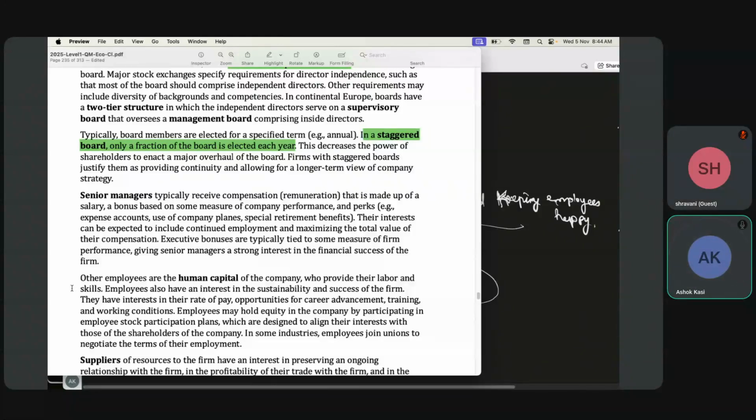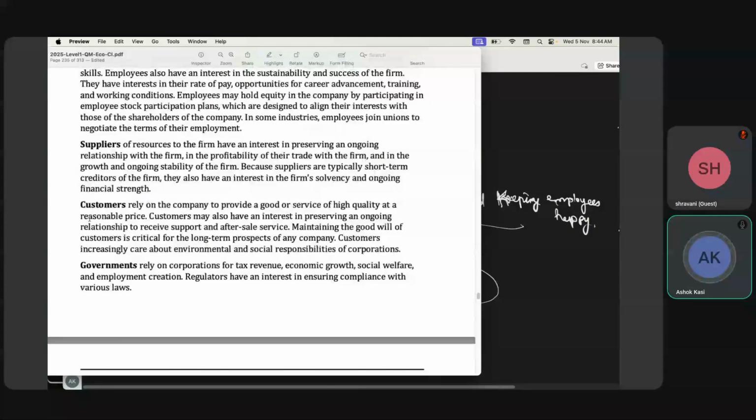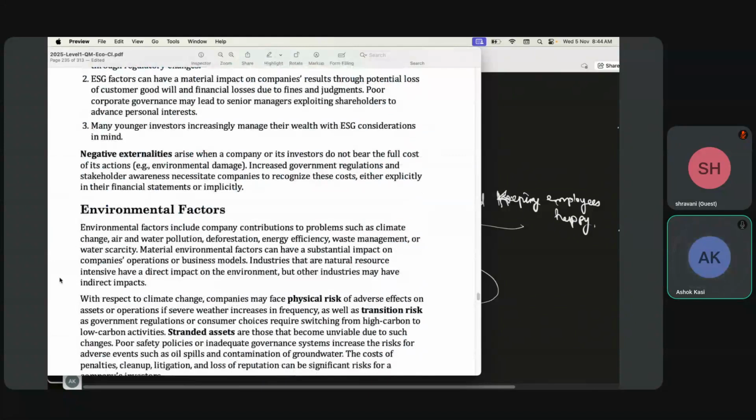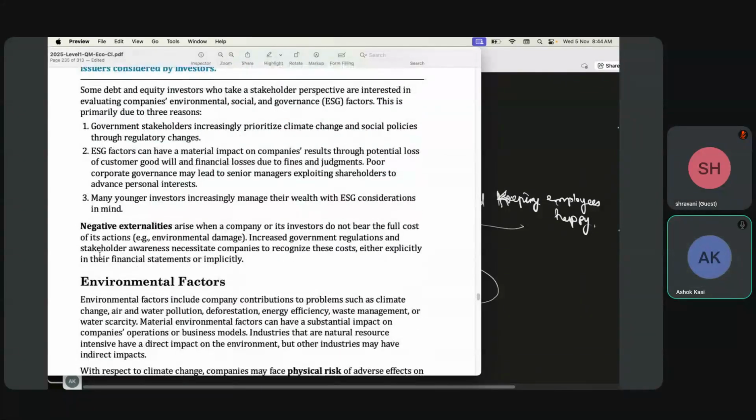Then this is all fine. Normal theory, supplier, customers. Negative externalities. ESG is an important point. Wherever you see ESG, better you just read it. Even though they have not elaborated anything, it is okay to read about ESG. I cannot see any important point here, but wherever you see ESG, better you read. It is there in multiple subjects.